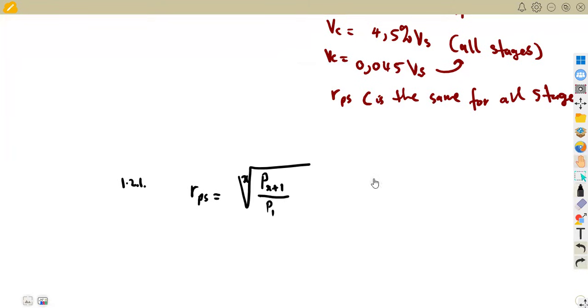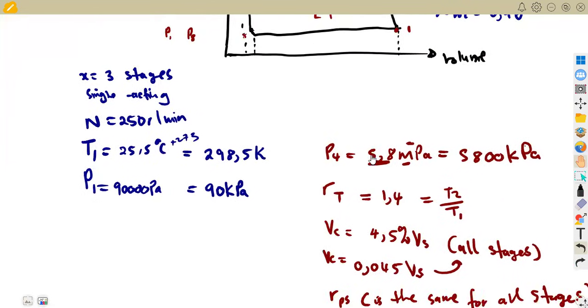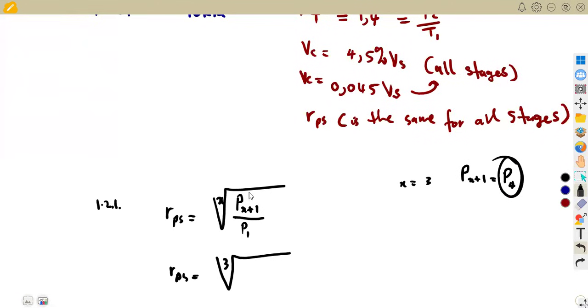X is the stage. Remember, we've got how many stages here? 3 stages. Our x is equal to 3. So x plus 1 is 3 plus 1, which is 4. So we are talking about P4. That's why we talked about the ratio of output over input. That is where it's coming from: x plus 1, where we are talking about the number of stages. So our pressure ratio is going to be the cube root of P4 over P1.